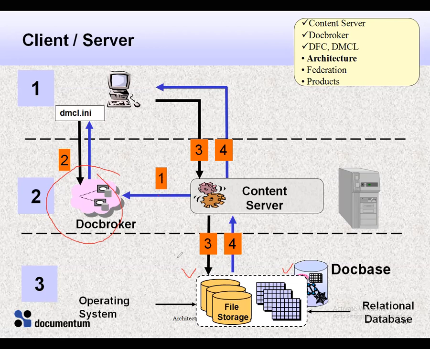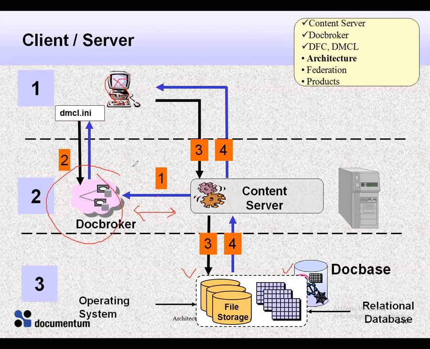Here we have one, two, three, four. These numbers show how the request is going and the response is coming. Initially, this is the client machine. The docbroker connects with the content server internally. The docbroker has a kind of sensor. It senses whether the docbase is up and running or not, every moment. If the docbase is down, it displays the errors.